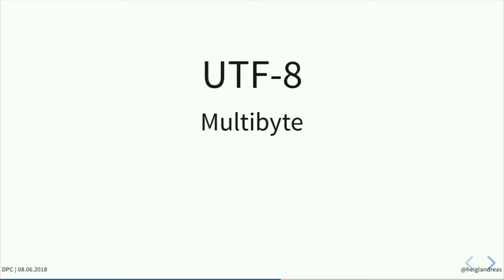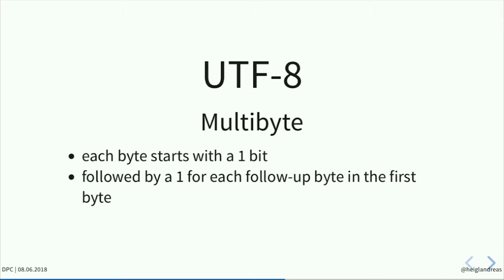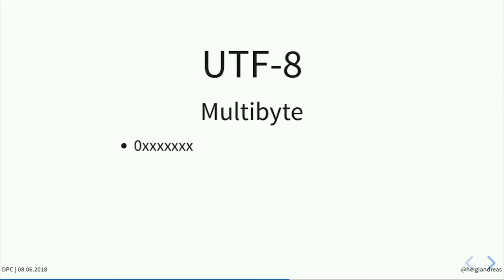How does that work with the multi-byte character? A multi-byte character always starts with a 1. And then we have a 1 for each follow-up byte in the first byte, and then a 0. Wait a minute. OK, I'll show you. So this is a single byte character. We have a 0, and then we have the payload, the ASCII. This is a 2-byte character. We have 110, and then payload. And then the second byte is 10 and the payload.